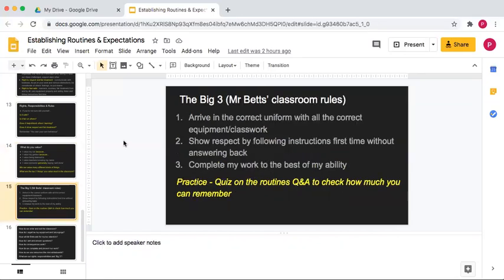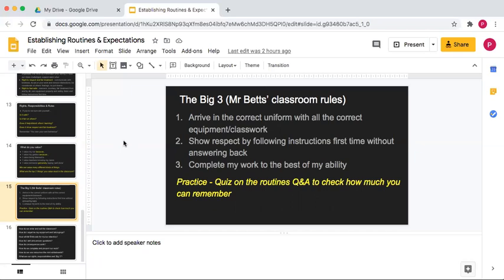Then the big 3. 3 overarching rules, non-negotiable things here: arriving in the correct uniform with all the right equipment, showing respect, follow instructions, first time the key bit here, without answering back. And the third one, completing the work to the best of our ability.